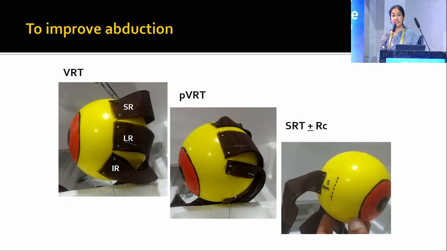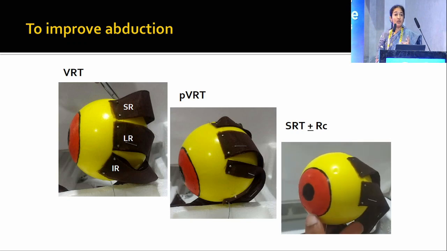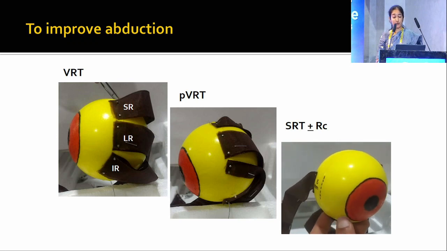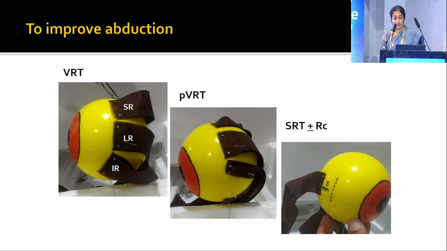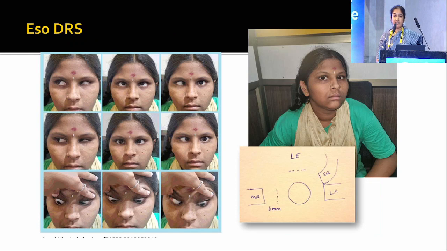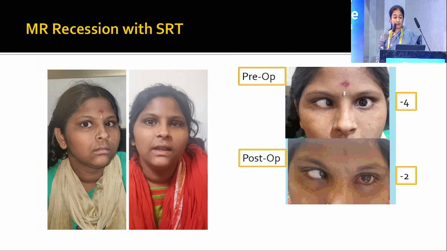But more recently, there is a lot of hyper, hypo or torsion seen with just an SRT. So now the Nishida procedure of just moving the belly transfer is seen, which was also described earlier. So this is a patient with an ESO DRS and face turn, and here we have done a 6 mm medial rectus recession and transposed the superior rectus to the LR. And post-operatively, you can see her head posture being corrected and also the abduction is improved slightly.